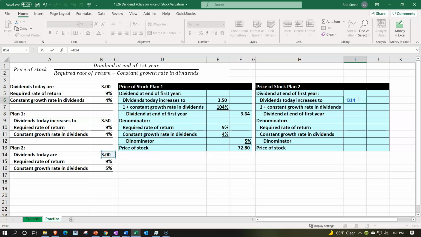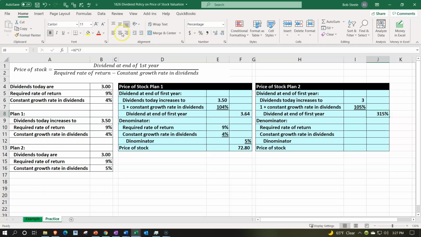And then we just need to pick up the new numbers, which is going to be 3 for the dividends. And this is plan 2. So then we have the 1 plus, and we're picking up the 5 for the constant growth rate now, making that a percent by going to the number group and percentifying it. We are at 105%, font group and underline. And this will give us the dividends at the end of year 1, which will be equal to the 3 times the 1.05.